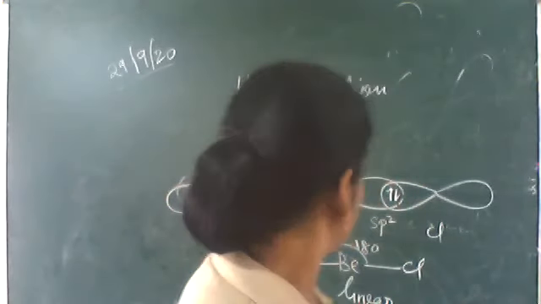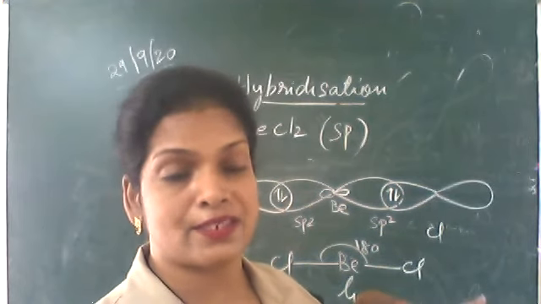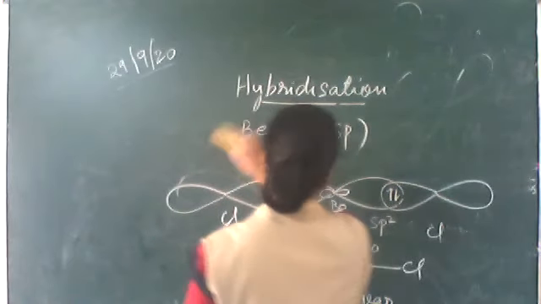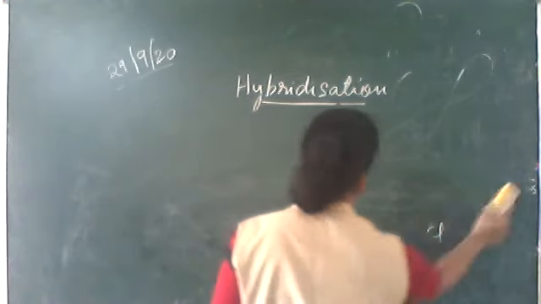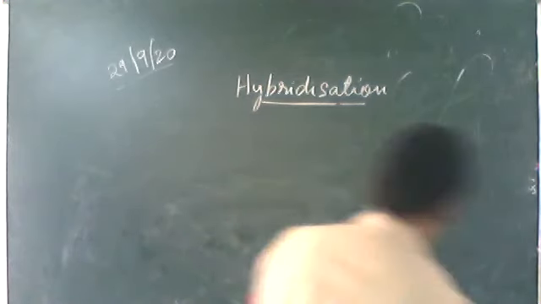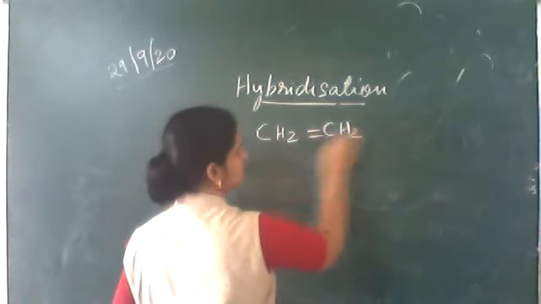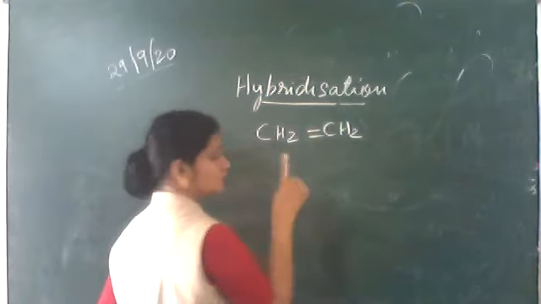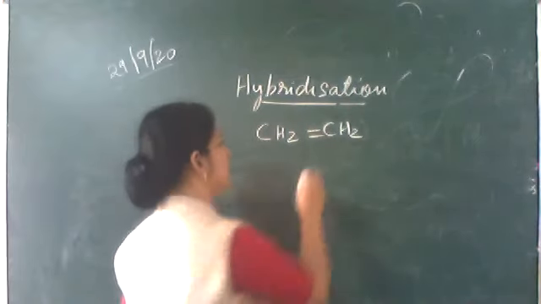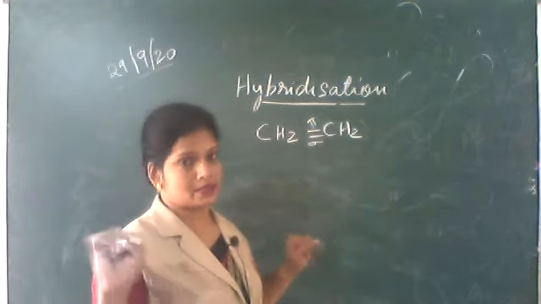All right. Now we are going to sp2 and sp hybridizations in carbon compounds. That is CH2 double bond CH2. See, there is a pi bond. One is a sigma bond, one is a pi bond. A sigma bond is stronger than a pi bond. A double bond is stronger than a single bond.